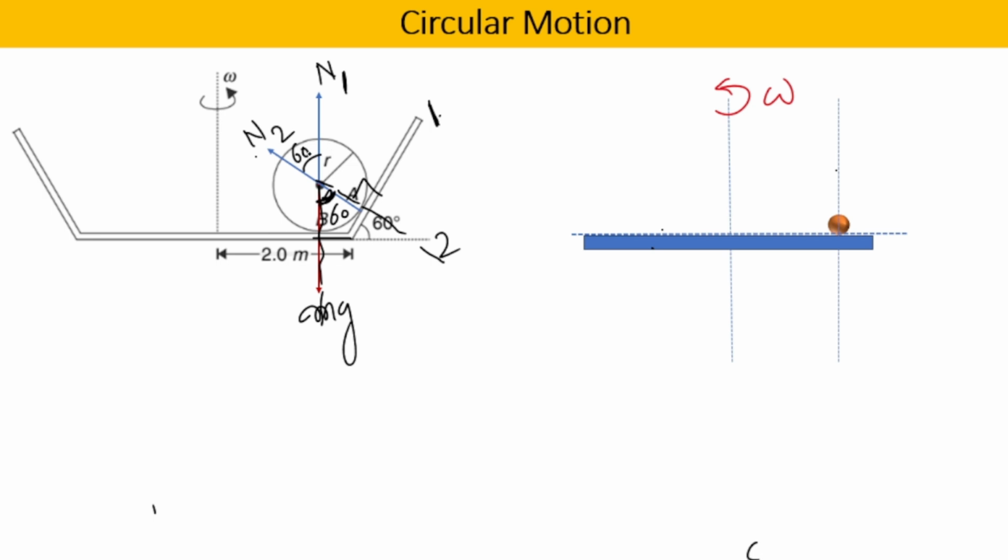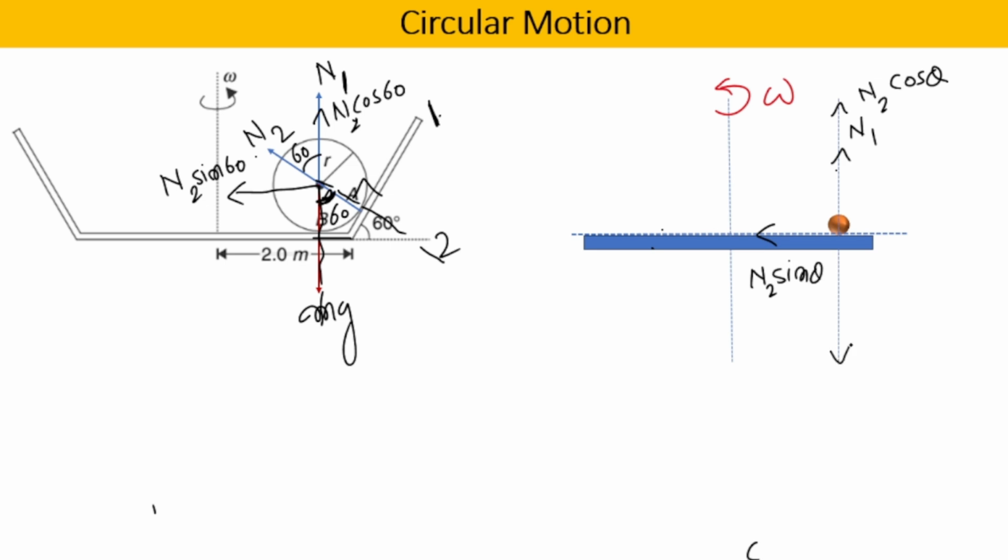So if you break the forces, what do you get? We need to break n2; n1 we don't need to disturb, it is already along the vertical line, and so is mg. So break n2: here it is n2 cos 60, and in this direction it is n2 sin 60. Now I will write it here. In this direction n1 and another force n2 cos 60, which I write as n2 cos theta, and in this direction n2 sin theta, and then there is mg.